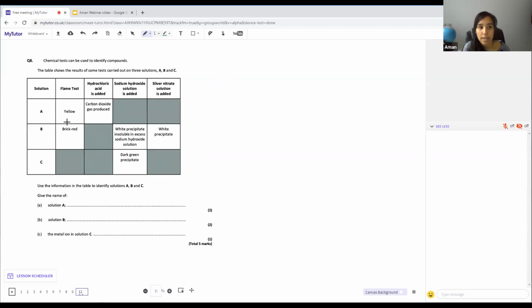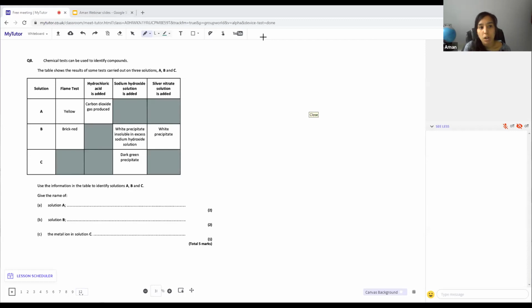So if we have a look at A then, it says we get a flame test color of yellow. So this is going to tell us the metal ion. It's saying there's a solution. So when there's a solution, we're looking for the metal and non-metal and we're going to put them together. So the flame test is yellow. So what's the metal ion? Sodium, good. And it says hydrochloric acid is added and carbon dioxide gas is produced. So what's the non-metal ion? Excellent, so someone has given me the answer.